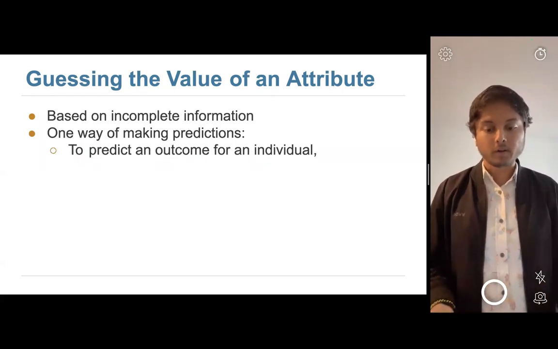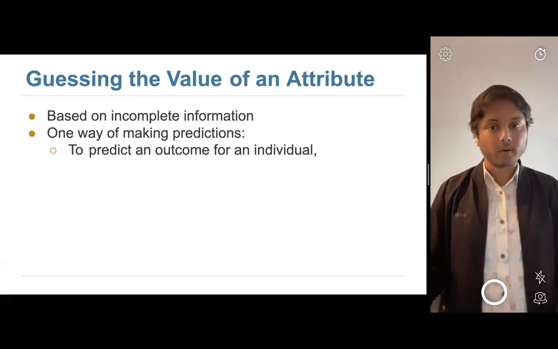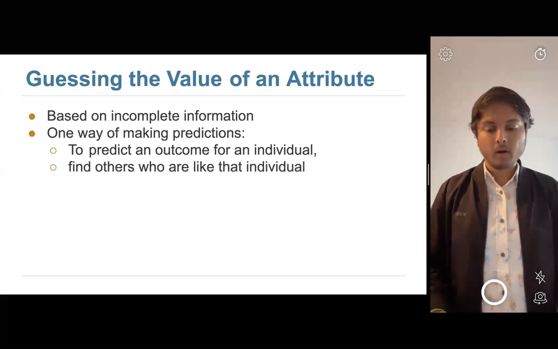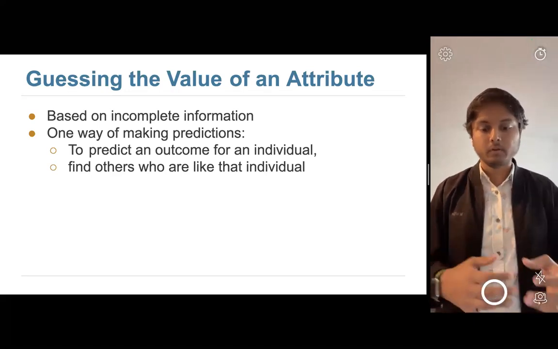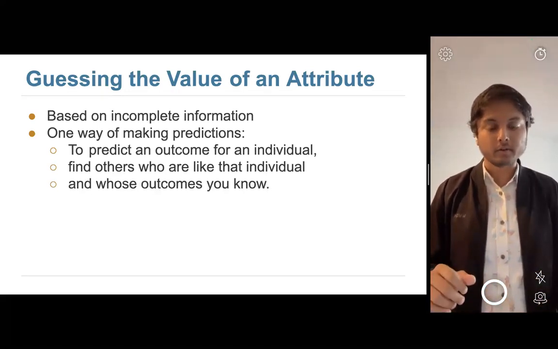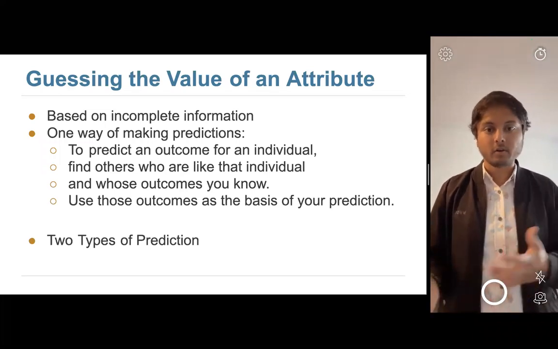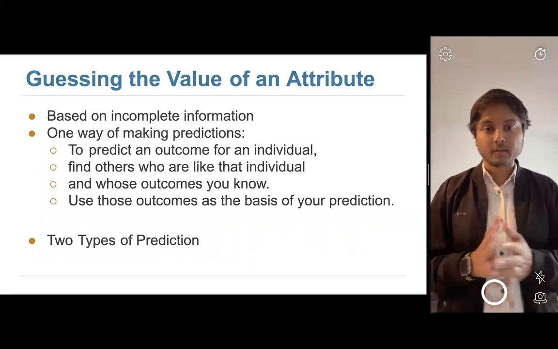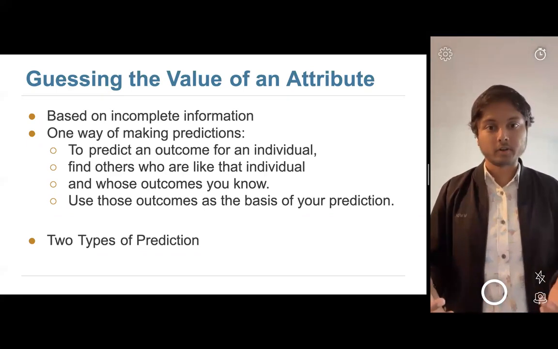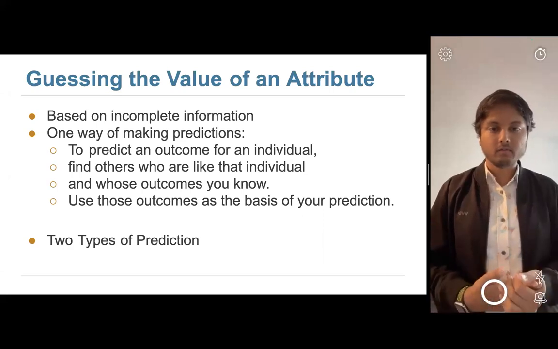One way to make predictions, for example, is this: if you want to predict an outcome for some individual who you don't know everything about, you know some things about them, what you can do is take the attributes that you do know, find other people who are similar to that individual on those attributes and whose outcomes you know, and use those outcomes as a good way to predict. This is essentially what a regression line already does. A regression line says, let's look at things that have a similar X value to you. Whatever Y values they have, that's our prediction. So it's something we've already been doing.